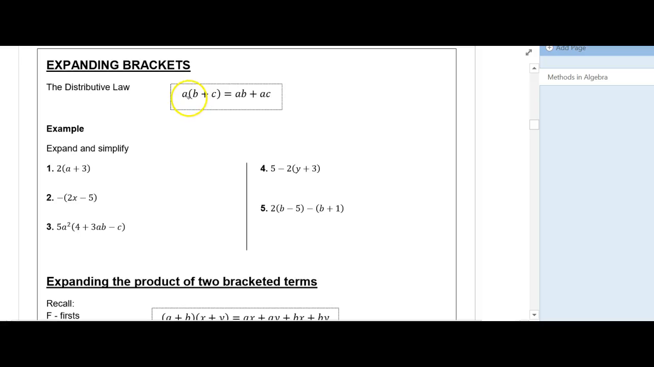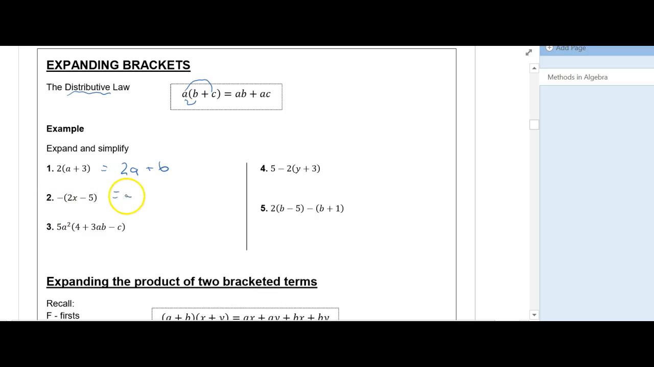All right, expanding brackets means everything outside is multiplied by everything inside, or it's distributed, and that's what the distributive law means. So I'm just going to do every second one and I'll fill it in, and you can have a look when I've finished. So it's 2a plus 6.